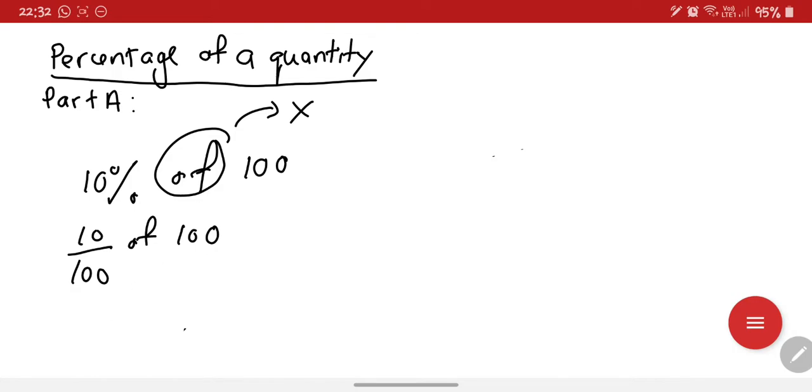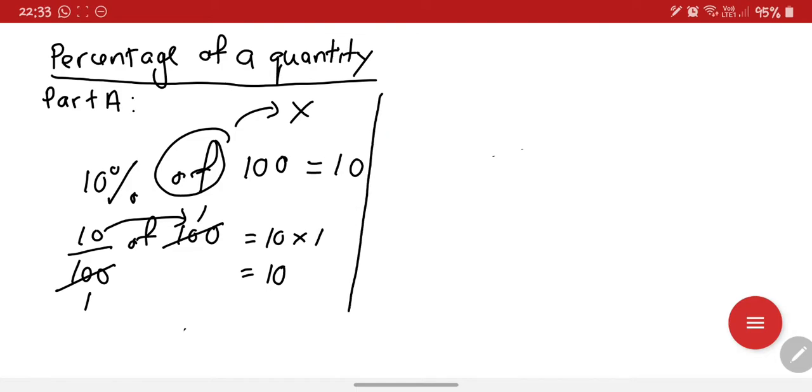Whenever you have this kind of question, like the one we did in fraction of a quantity, the whole number divided by the denominator, so 100 divided by 100 is 1. After that you multiply the numerator, which is 10. So 10 times 1 equals 10. So basically 10% of 100 is equal to 10. That is the basic one. Let's look at another example.